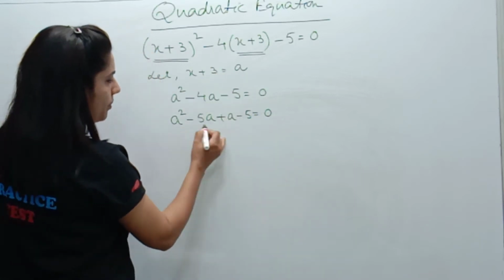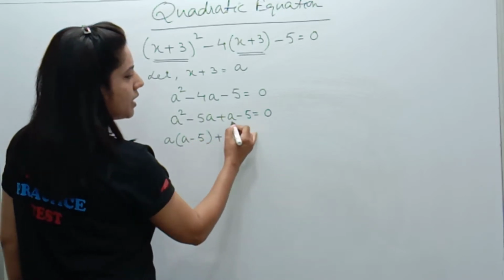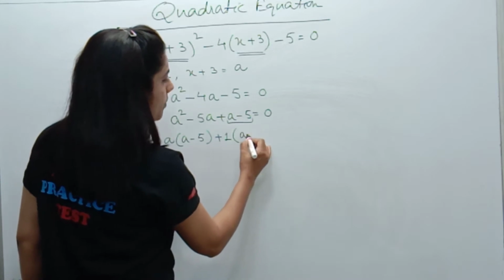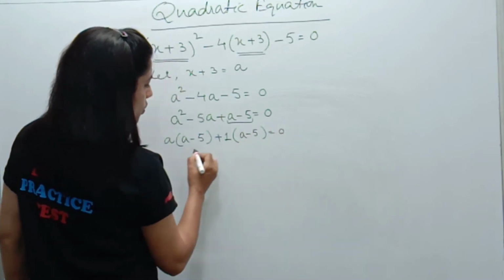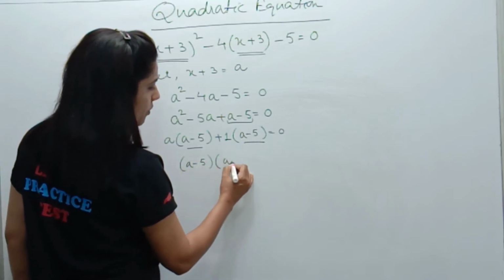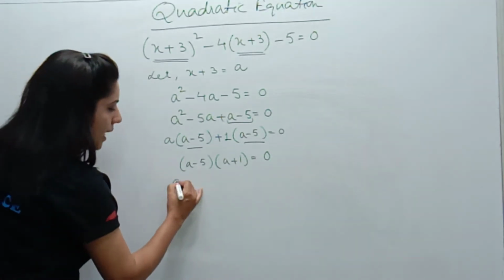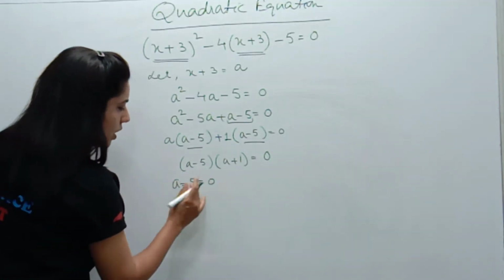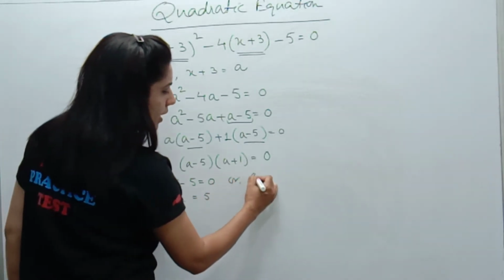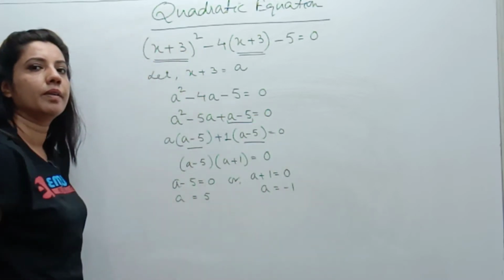So take common from these two, it will be a common. So a minus 5 plus here nothing is common, that means 1 I can take common. So it will be a minus 5. So the two factors, one of the factors is a minus 5, the other factor is a plus 1, equal to 0. So now a minus 5 equal to 0, therefore a is equal to 5, or a plus 1 equal to 0, a is equal to minus 1.